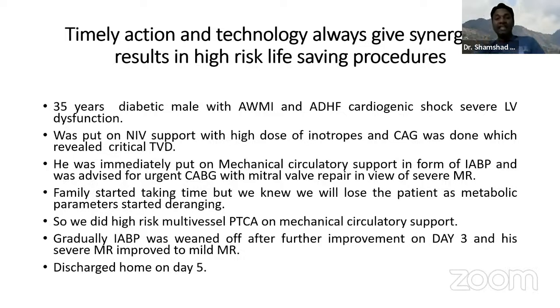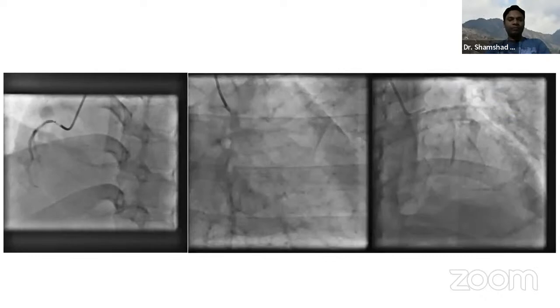So this is the second case. We had a 35-year-old diabetic male who presented to us with anterior MI, acute decompensated heart failure, cardiogenic shock, and severe LV dysfunction. He was immediately put on NIV support, high dose inotropes were given, and a quick coronary angiogram was done.